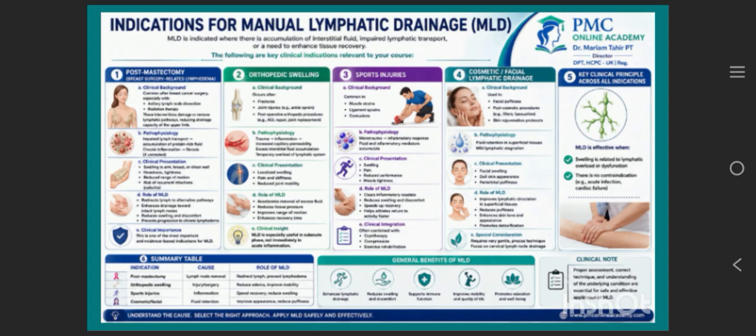So what is the role of MLD here? Firstly, it accelerates removal of excess fluid. Secondly, it reduces tissue pressure. Thirdly, it improves range of motion. And the fourth role is that it enhances recovery time, okay. So what is the clinical insight? MLD is especially useful in the subacute phase, not immediately in acute inflammation, okay.